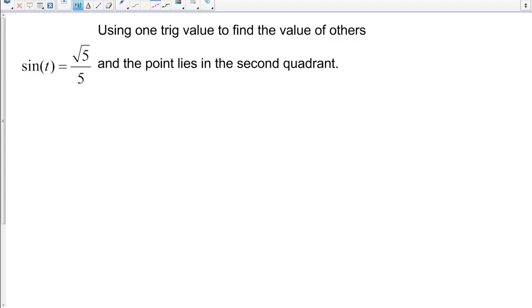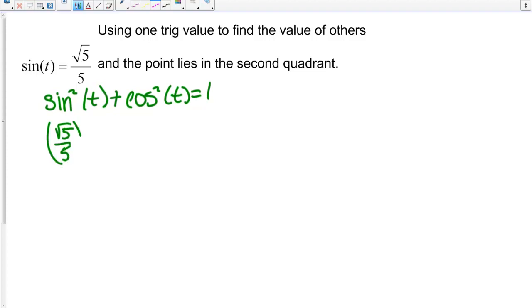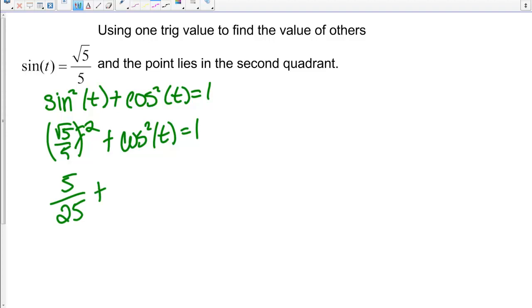So we have sine of t equals square root of 5 over 5, and the point lies in the second quadrant. So we know that sine squared of t plus cosine squared of t equals 1. So square root of 5 over 5, quantity squared, plus cosine squared of t equals 1. So remember, we distribute the 2, so we get square root of 5 squared is 5, 5 squared is 25, plus cosine squared of t equals 1.